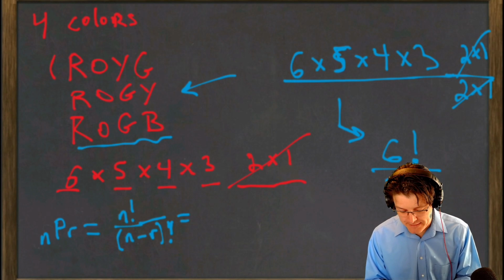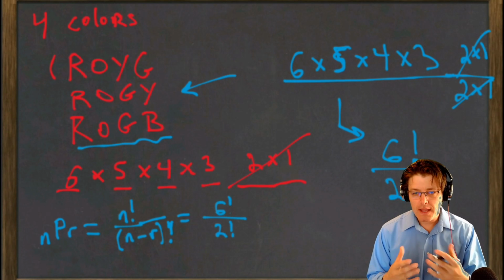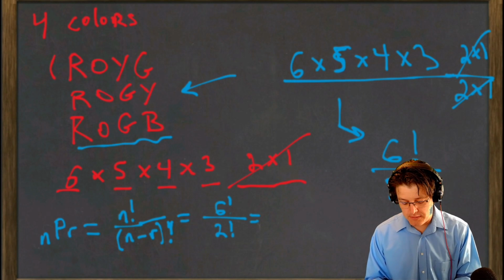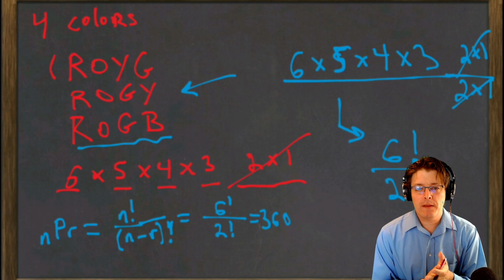Okay, so in our case, that becomes 6 factorial over 2 factorial. And again, that's going to come out to 360.